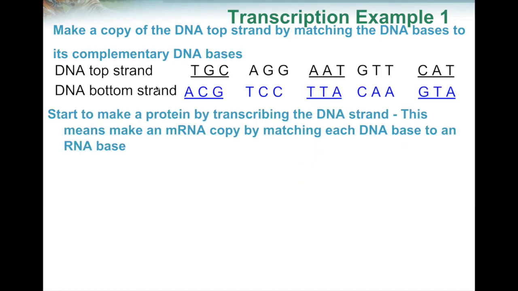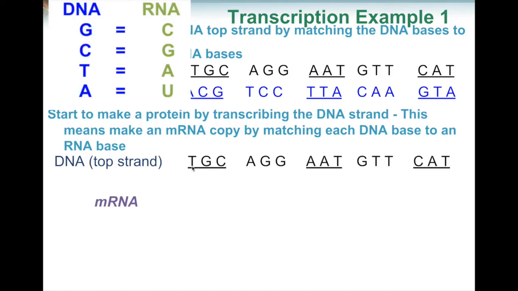Now let's transcribe by taking one of these DNA strands and making it into a messenger RNA. So this first codon for DNA, TGC, when we match it to the RNA bases, T for DNA matches with A for RNA, G for DNA matches with C for RNA, and then C for DNA matches with G for RNA. So that first codon for RNA is ACG. The next one for DNA is AGG. So A for DNA, now it's different. It matches with U for RNA. And then G for DNA matches with C for RNA. So the next codon for RNA would be UCC.